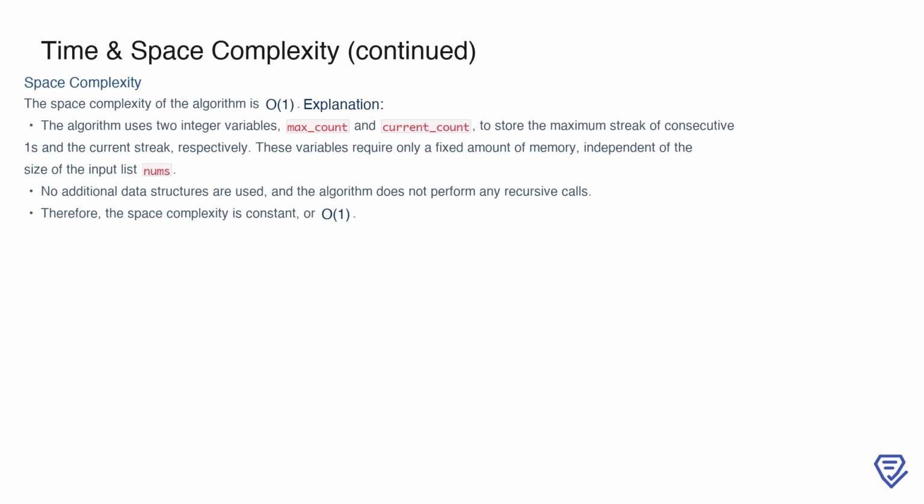maximum streak of consecutive ones and the current streak, respectively. These variables require a fixed amount of memory, regardless of the size of the input list, nums. Since no additional data structures are utilized and the algorithm does not involve recursion, the space usage remains constant. This makes the solution extremely space efficient.